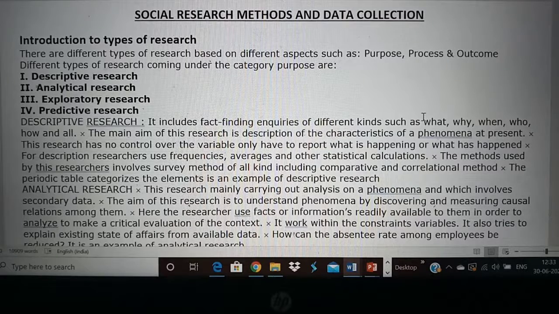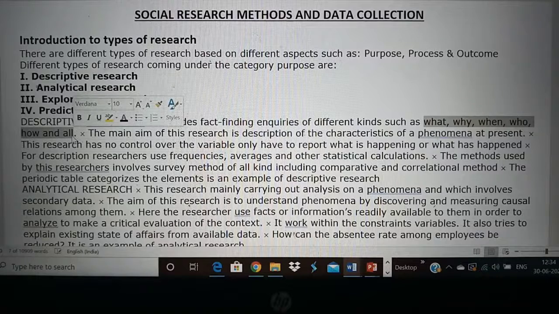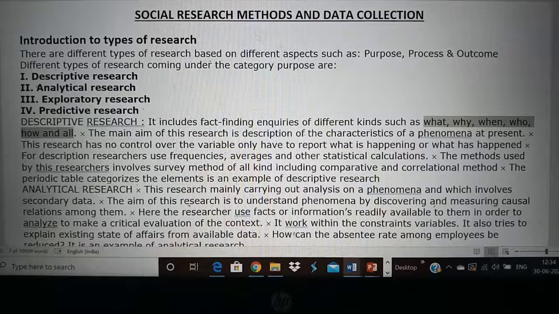So everything about a particular topic you will be studying. That is why here it says you will be studying what, when, why, how, who, and everything. Like this, you will be studying everything about a particular topic. That's why it's called descriptive. So for example, if you are studying about HIV, you will study who gets HIV, why they get HIV, when they get HIV, what is HIV, how a person gets HIV, how you can prevent it. So every aspect of a particular topic, if you study, that is descriptive research.